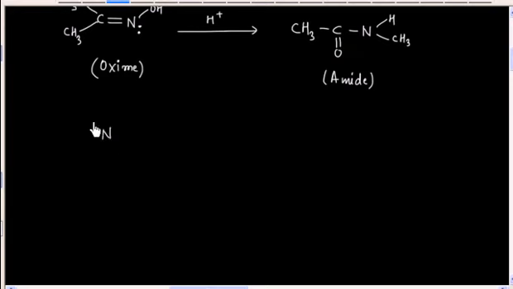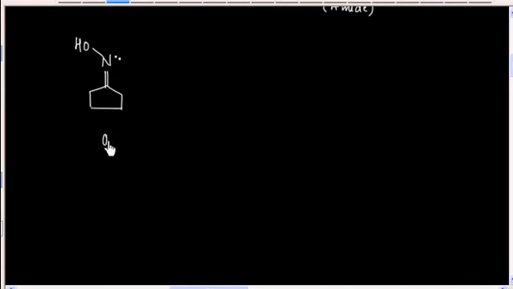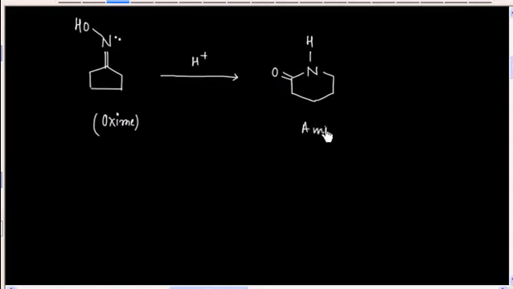We can also have cyclic oxime. In acidic medium, it will rearrange to give cyclic amide. Cyclic amides are also called lactam.